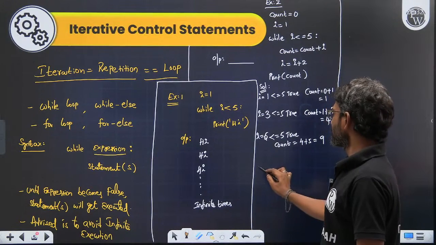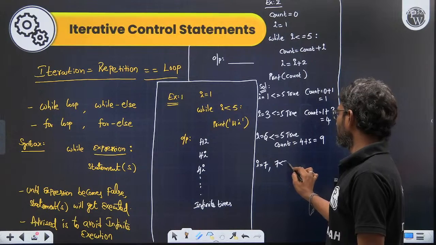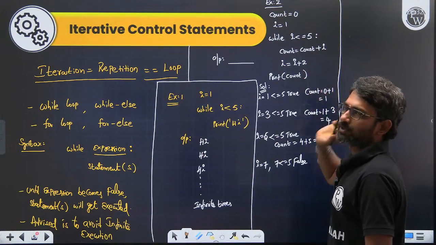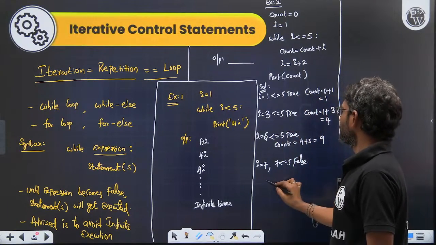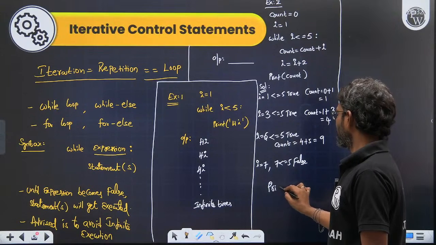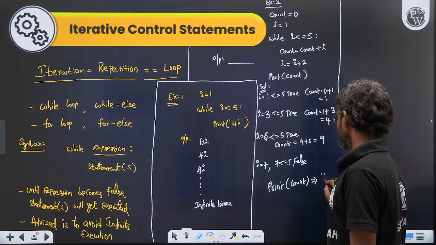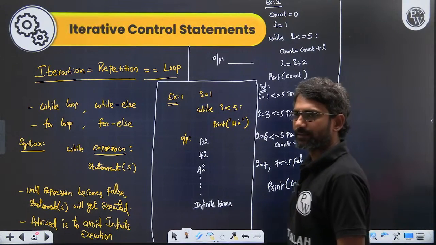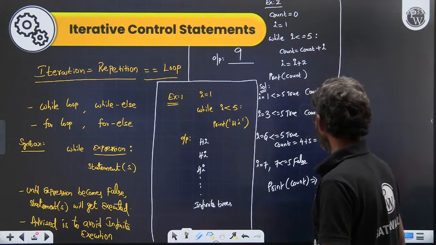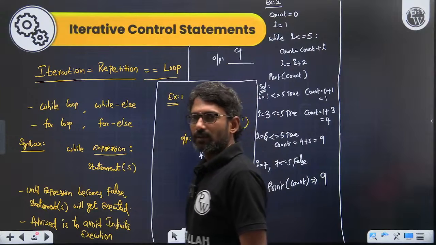Then i becomes 7. 7 less than or equal to 5 false. So now the loop comes out. Print count. So what is count? Print count means what gets printed? 9 gets printed. So इसका जवाब होगा 9. समझ रहे बात?